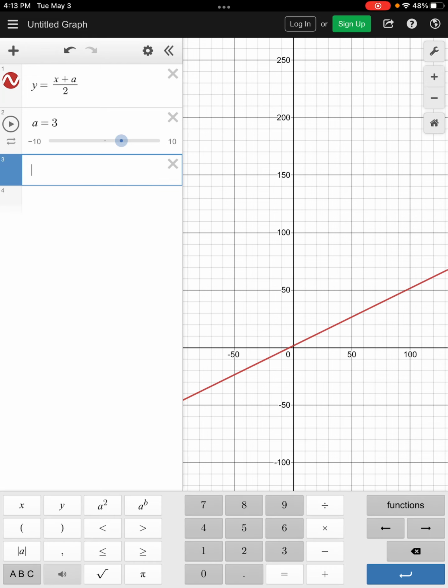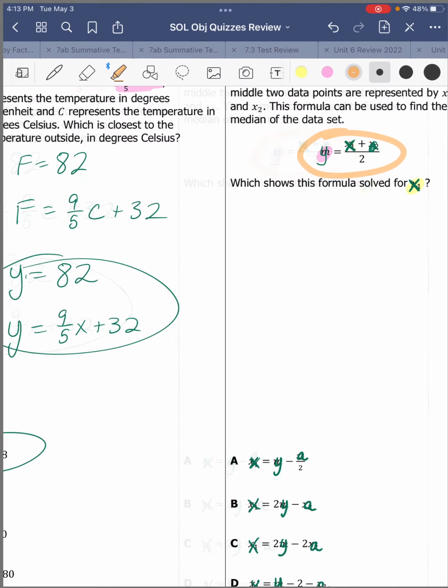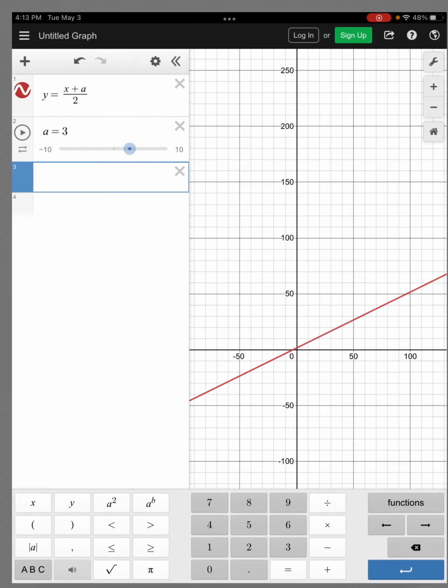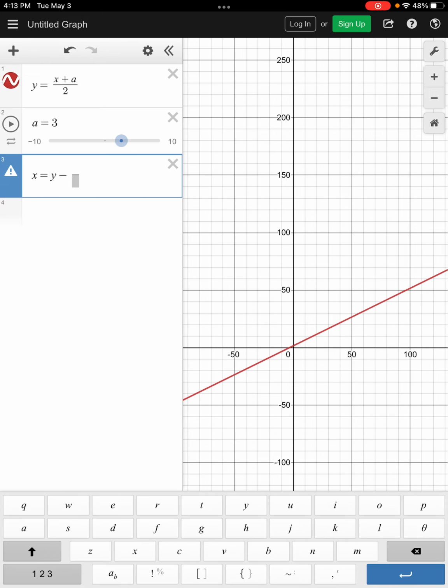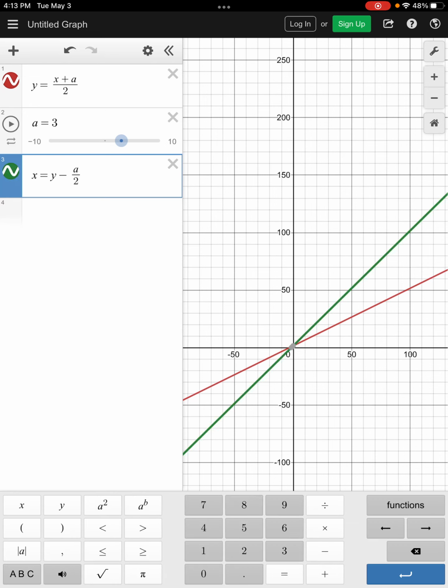And now we're going to look at answer choice A. Let me look back. So it's X equals Y minus A divided by 2. That's what I have for the first one. And we notice the green and red lines do not match up. Therefore, green is not an answer.